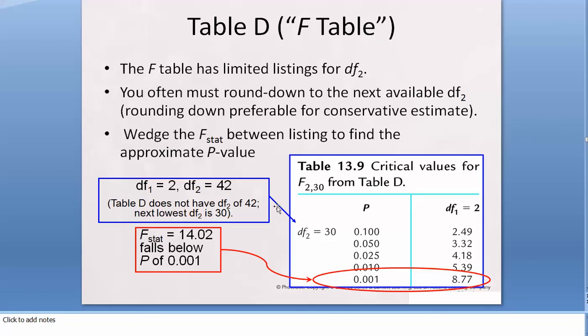Now, of course, we have to get to the closest one, which is 30. So if you come up with a statistic of 2.49, the right tail probability will be 0.1 if the numerator degrees of freedom is 2 and denominator degrees of freedom is 30. So that's how it is.